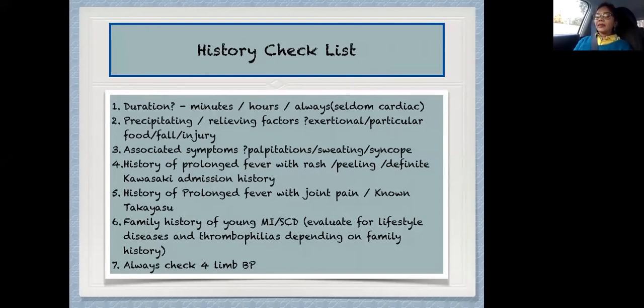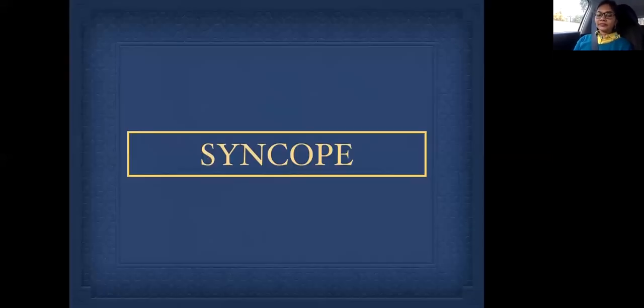You have to ask about history of prolonged fever with rash or peeling, or even a definitive history of Kawasaki admission, history of prolonged fever with joint pain, or whether it is a known Takayasu, family history of young MI or sudden cardiac death. In those children, we have to evaluate for lifestyle diseases as well as thrombophilias, depending on the family history, and always check a forelimb blood pressure.